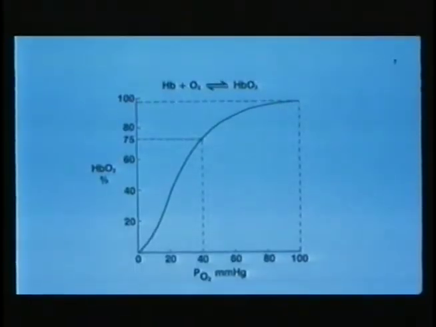Slide 7. Hemoglobin can combine reversibly with oxygen. This property is a nonlinear function of the PO2. Blood leaving the lungs normally has a PO2 of 100 millimeters of mercury, and hemoglobin is nearly fully saturated. The mixed venous blood coming from the various tissues has a PO2 of about 40 millimeters of mercury and is 75% saturated.